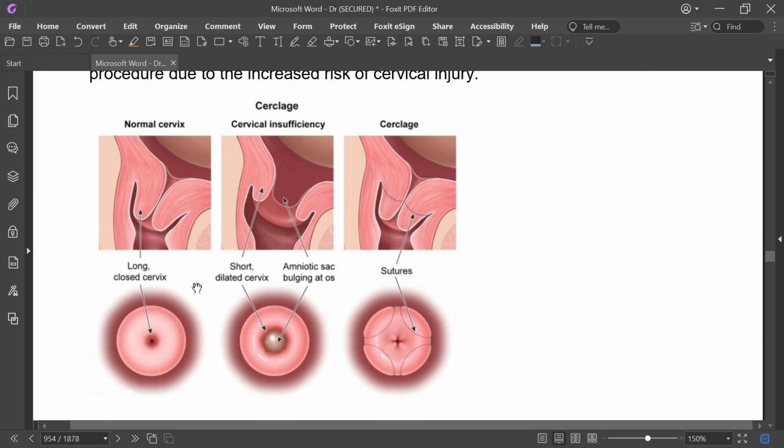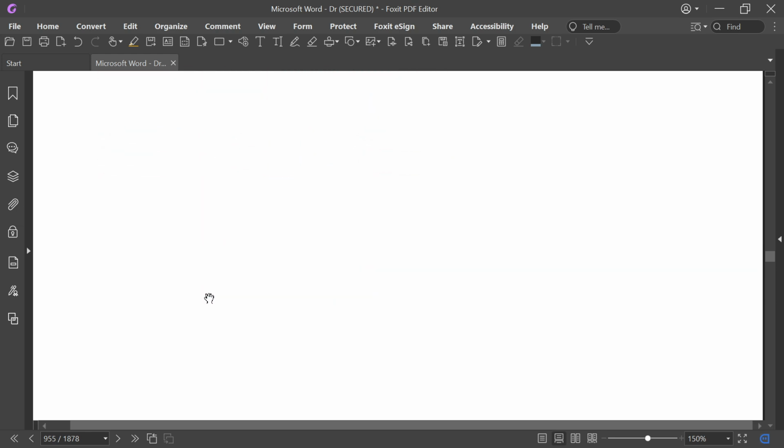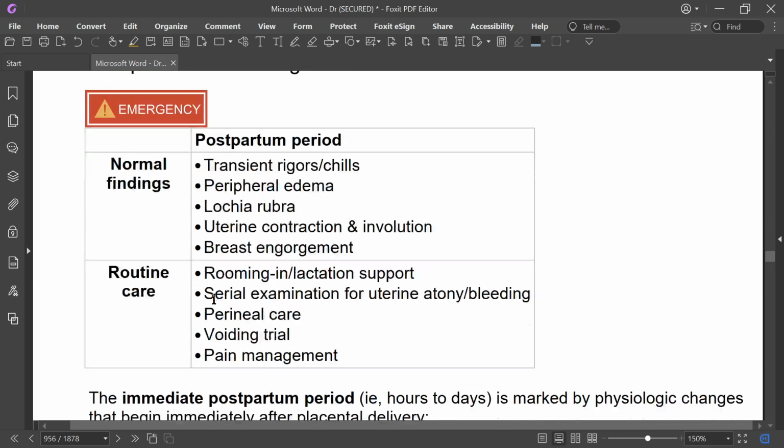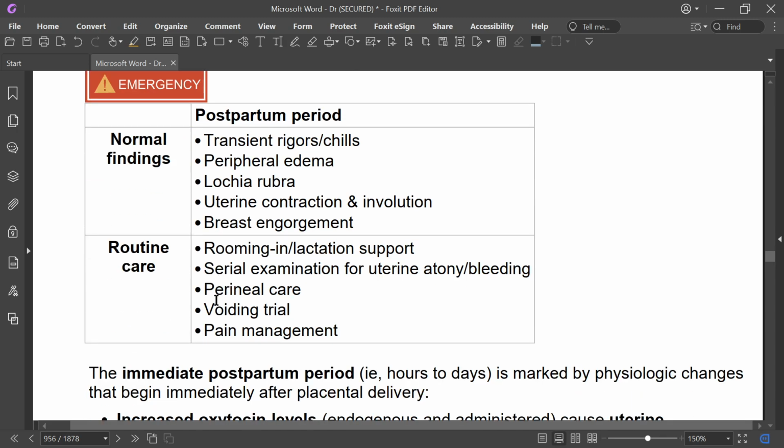This is normal cervix, cervical insufficiency, short dilated cervix, amniotic sac bulging at os. These are the suture, cartilage. This is postpartum hemorrhage.